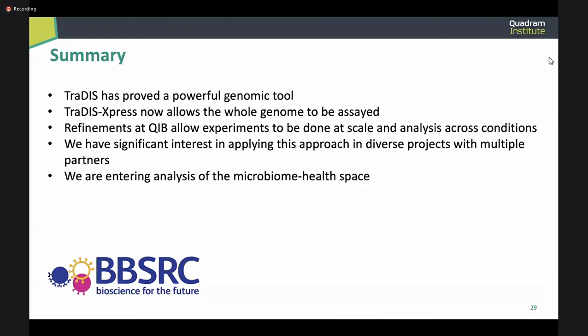So in short, we've shown that TraDIS Express is a powerful genomic tool, and it now allows the whole genome to be assayed. That was not the case in the past. The refinement at QIB allows experiments to be done at scale and analysis across genomes. We have a significant interest in applying this in diverse projects and with multiple partners. And we are entering the microbiome health space.